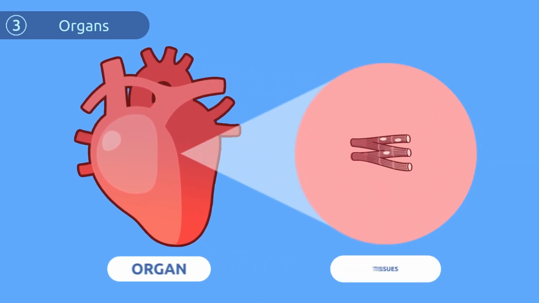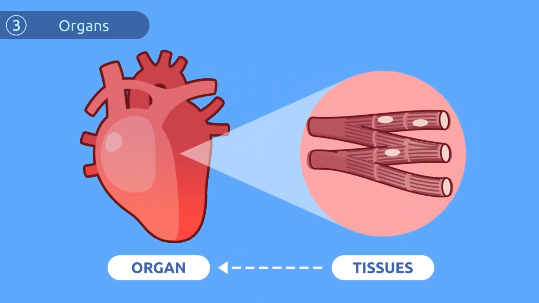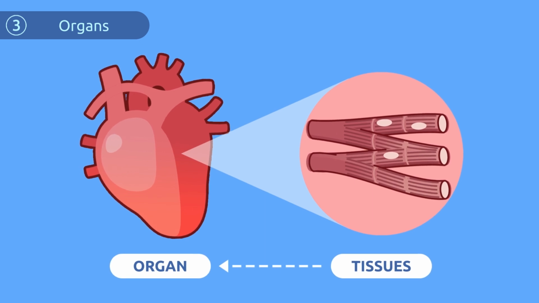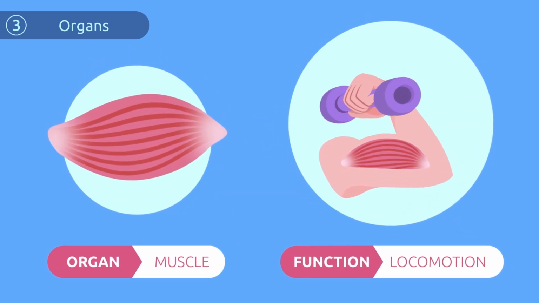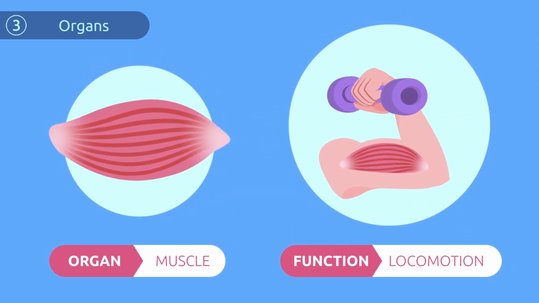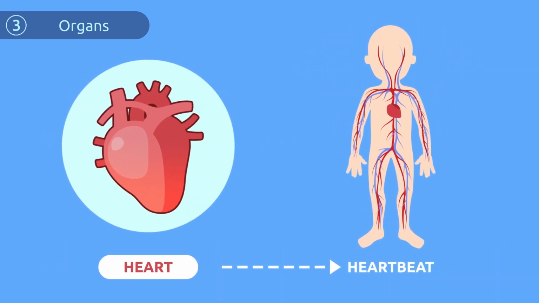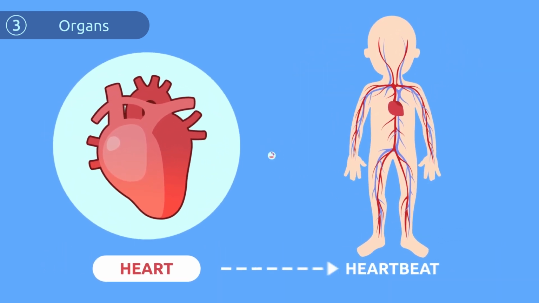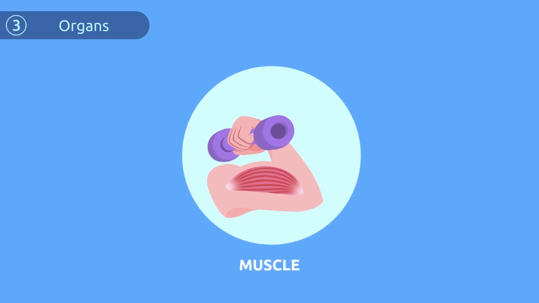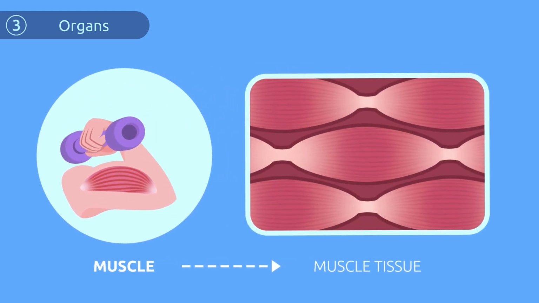Organs are made up of tissues that work together to carry out the same function. These functions can range from locomotion, which means movement, all the way up to a heartbeat. One example is a muscle, which is made up of muscle tissue.